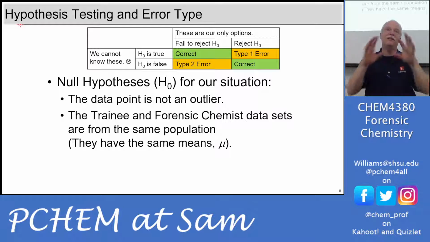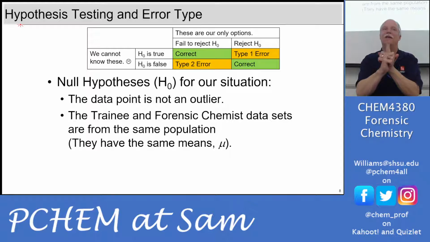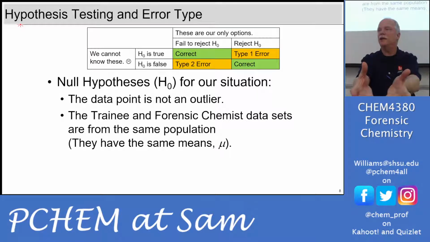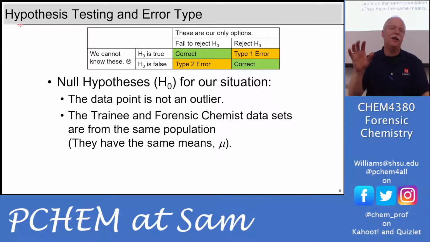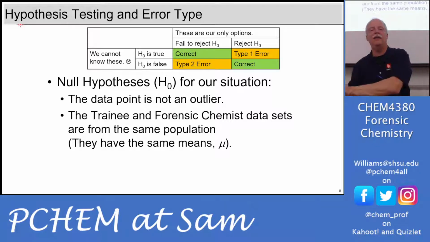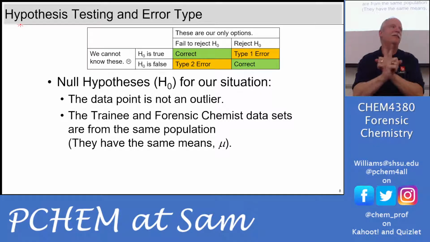So we want to test the trainee and the forensic chemist to see if their means are the same. Because if their means are the same, that means there's no accuracy difference between the two. We know physically they came from the same samples in the lab, but they went through two different analysts. And so this is not just testing the samples in the lab, it's also testing our analysts. And that would be the t-test. And this is the null hypothesis for that t-test, that the data that came through the trainee and the data that came through the forensic chemist have the same means, which means they're from the same population.